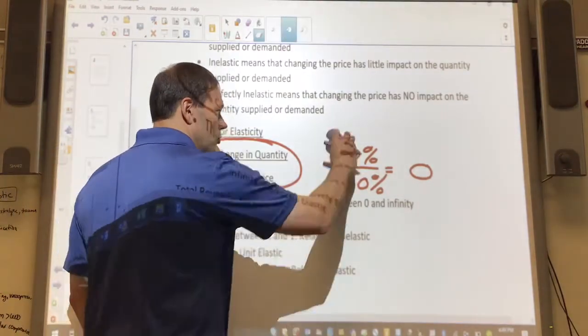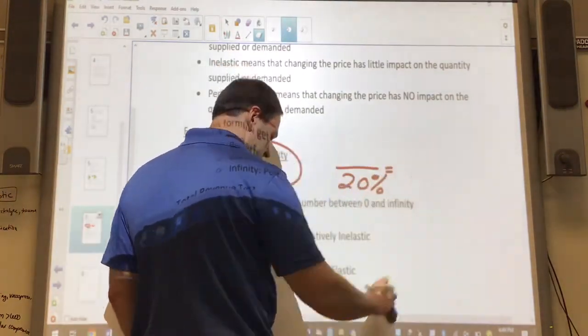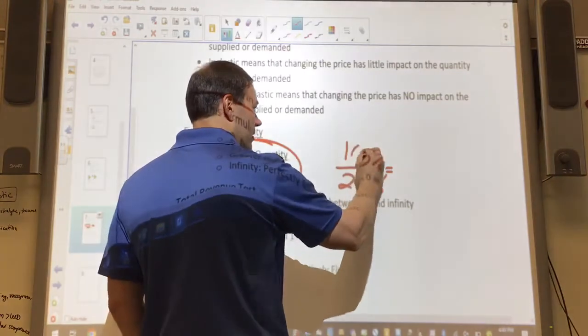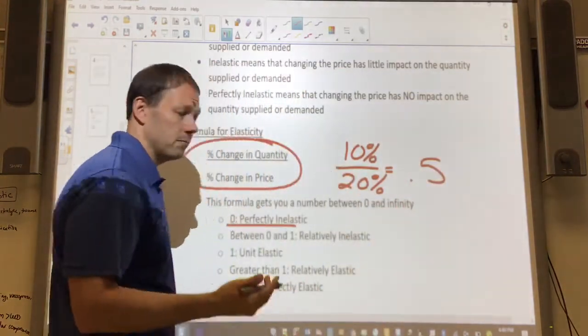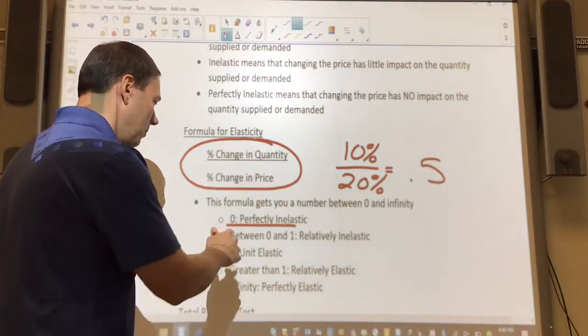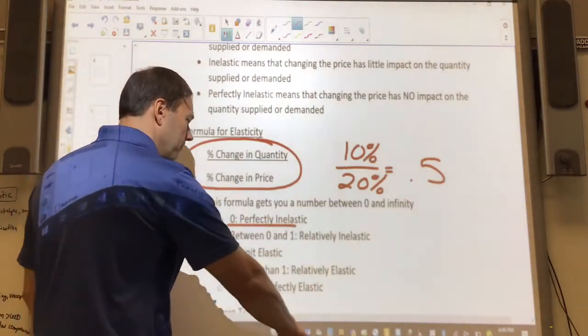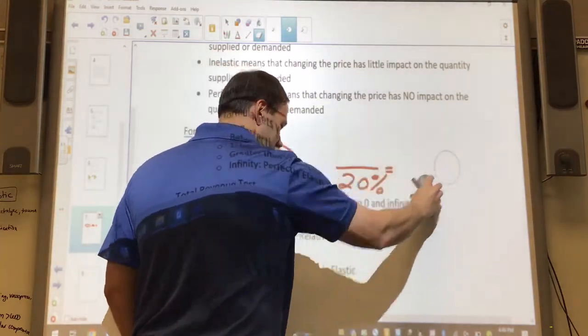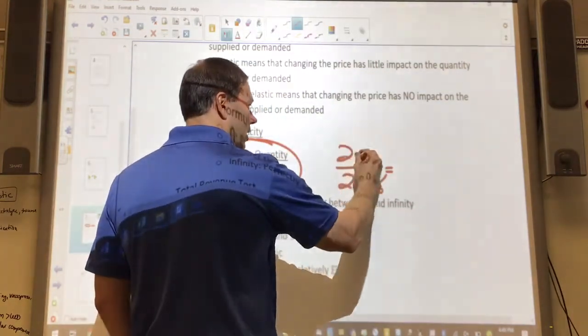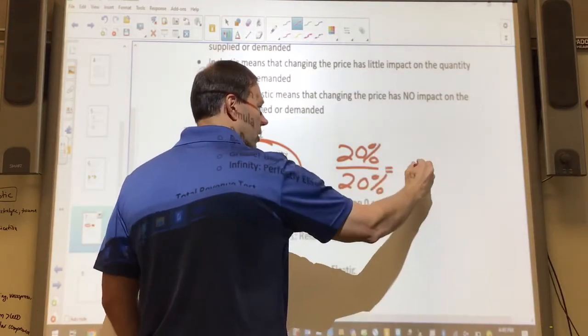If the number is between 0 and 1, let's say that you change the price 20% and it has a 10% change in quantity demanded, that would be, say, 0.5. And so that's relatively inelastic, we call that. Sometimes it's unit elastic, which means the percents are essentially the same. So a 20% change in price begets a 20% change in demand.